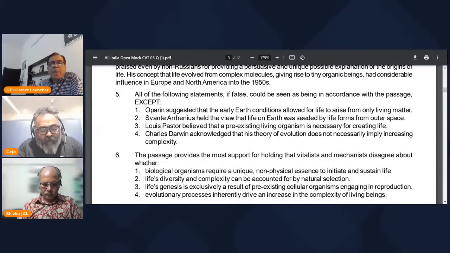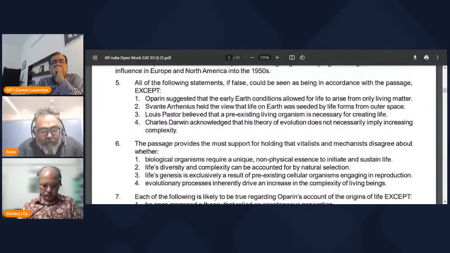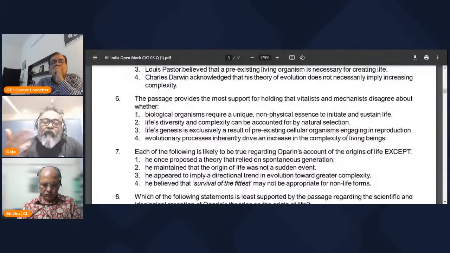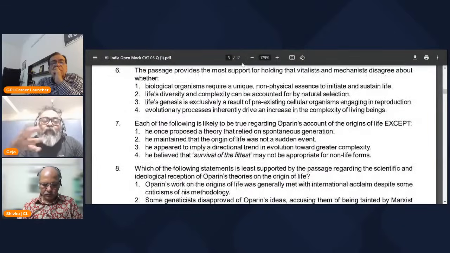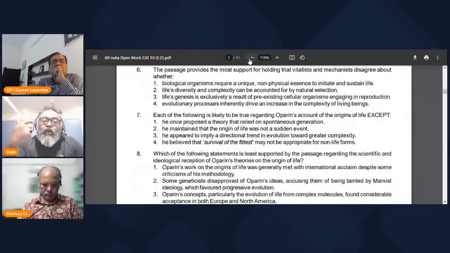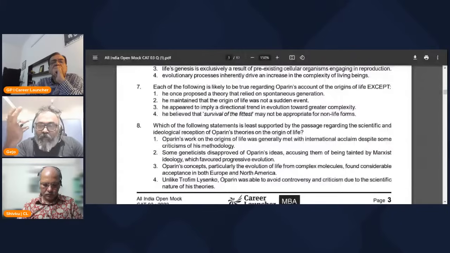But I think questions 6, 7, and 8 were all tackleable. None of the questions 6, 7, and 8 required any deep understanding of the passage. So from this particular passage, even if I made a mistake in question number 1, I would have had a possibility to get another 8. So 8 plus 8, I'm looking at about 16 marks from these two.